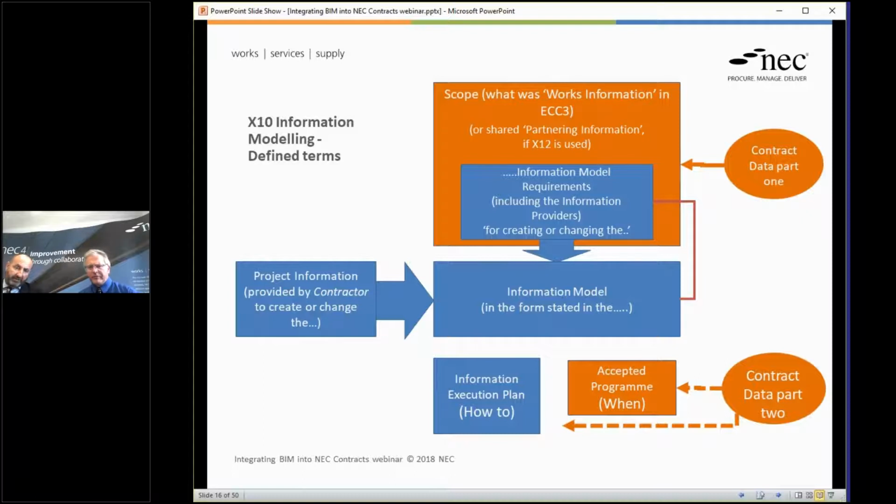Okay. And those documents, accepted program, information execution plan, can form part of contract data part 2. Be accepted at tender stage when contracts formed, or probably more commonly, they will be submitted afterwards. So it's the same, basically we've got the same approach to the accepted program as we have to the information execution plan. Absolutely. Hence the dotted lines on the pretty picture.